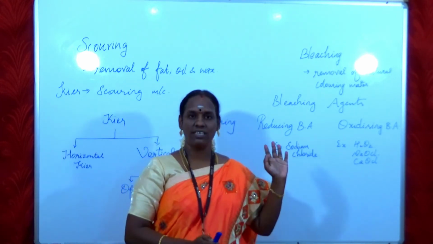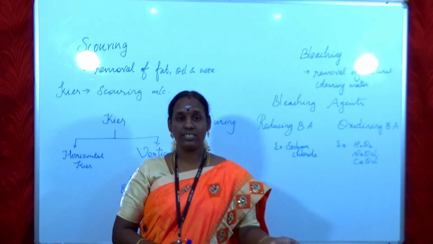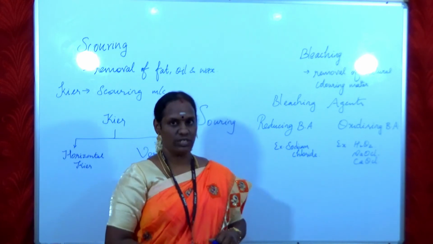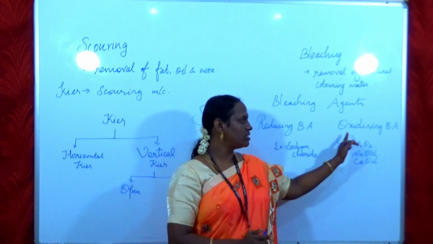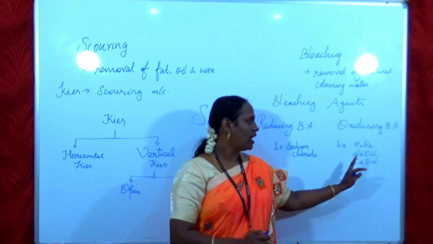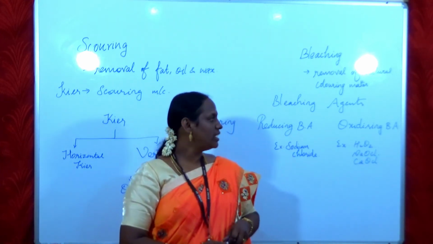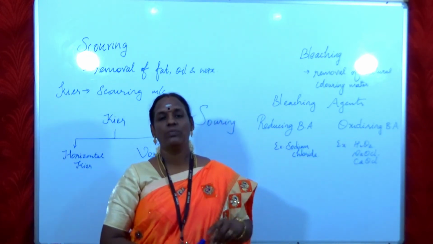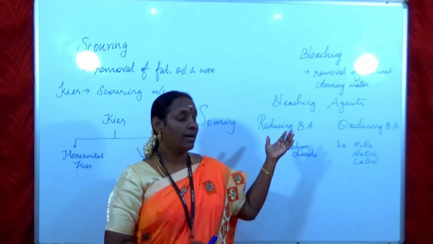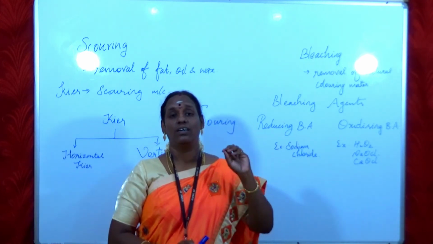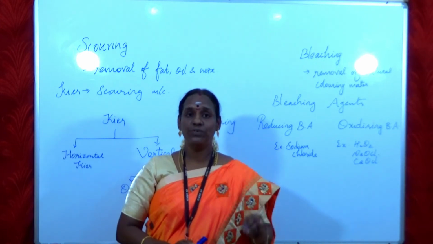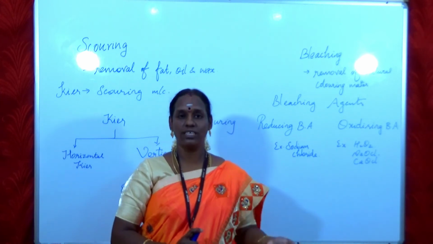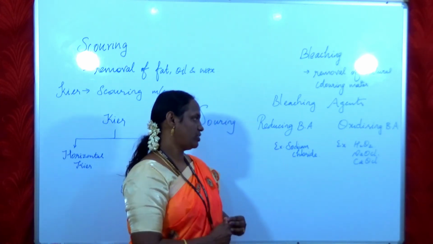But in case of oxidizing bleaching agent, there are no byproducts, and also the efficiency of bleaching is very good. The oxidizing bleaching agents are hydrogen peroxide, sodium hypochlorite, and calcium hypochlorite. Among these three oxidizing bleaching agents, hydrogen peroxide is a very important and very perfect bleaching agent for cotton. So hydrogen peroxide is called the universal bleaching agent.